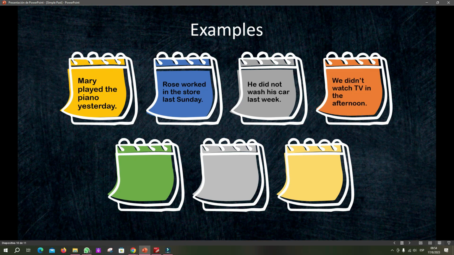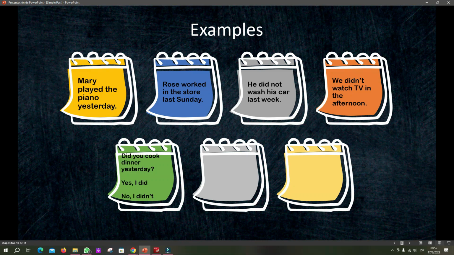We didn't watch TV in the afternoon. Also, we can use didn't. That is like the short form or the abbreviation of did not. That is the same, right? So, subject, didn't, the verb in the base form, complement, right? We didn't watch TV in the afternoon.